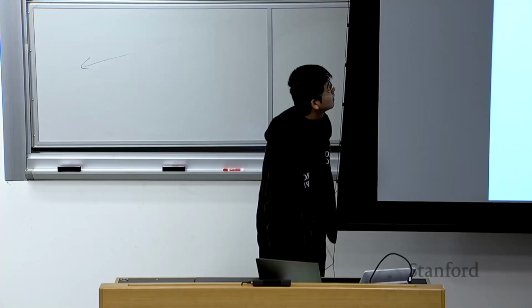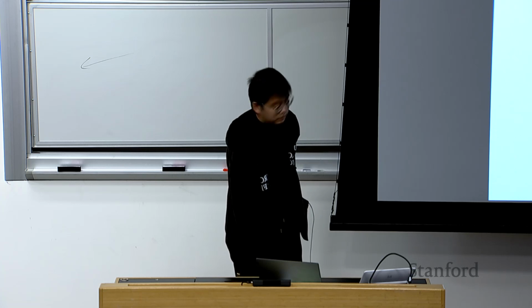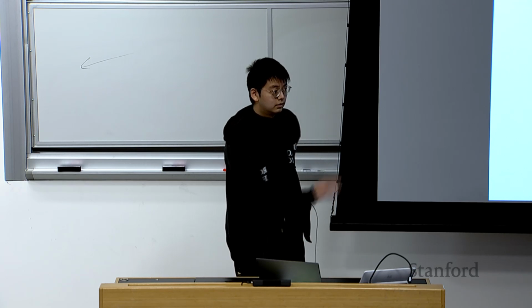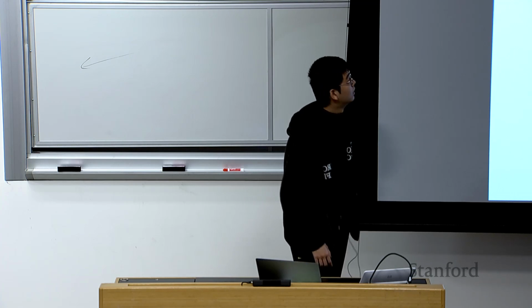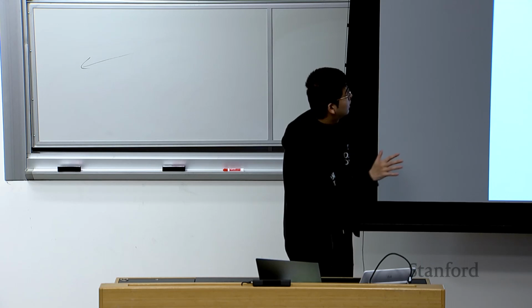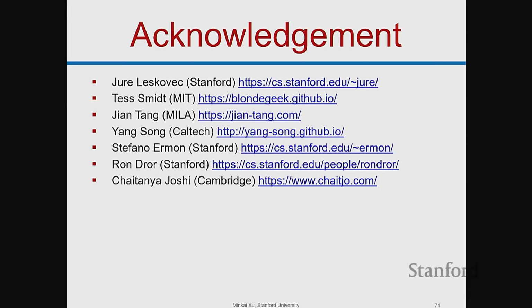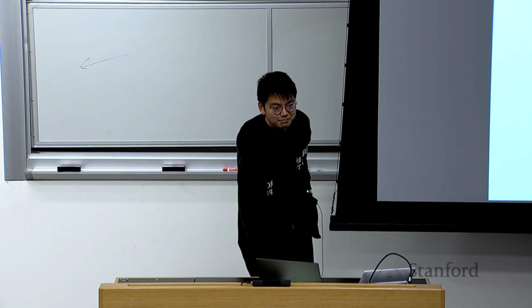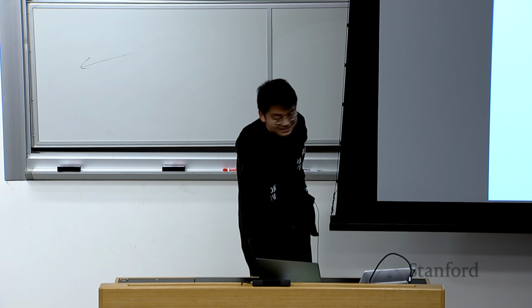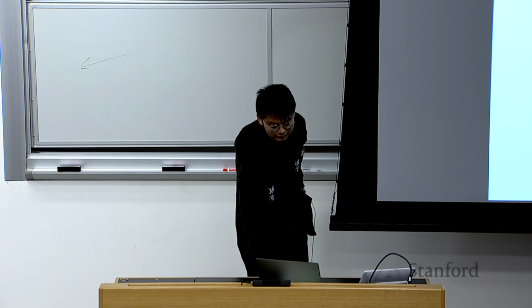Okay, this slide is from many people, and I think the links are also meaningful resources if you want to learn a little bit more. Jure is mainly for general graphs, and Tess has a PhD in physics, I think. And Jian is my previous master's advisor. We worked together on the GLD paper, and also Stefano Ermon and Yang Song, now a professor at Caltech. And Ron is, anyway, a biology professor, so all kinds of resources.